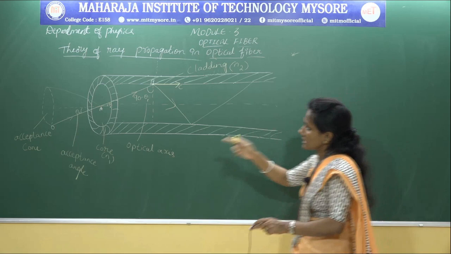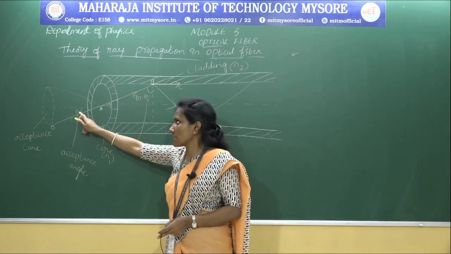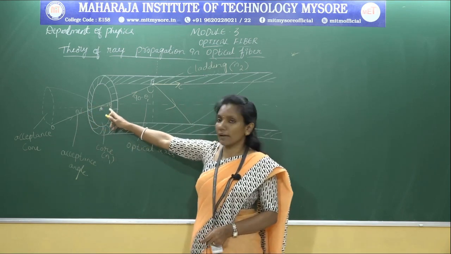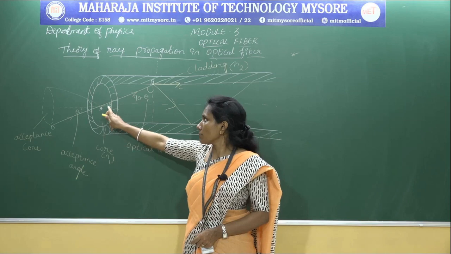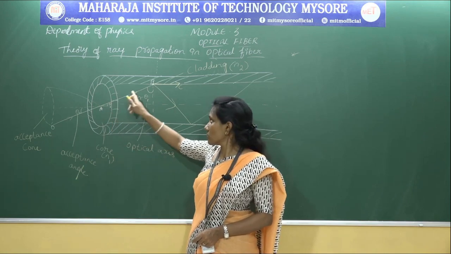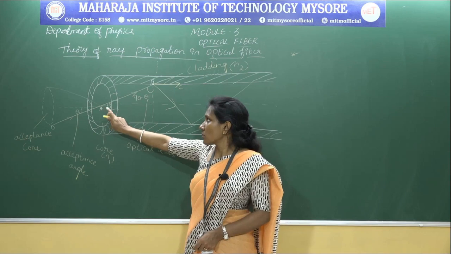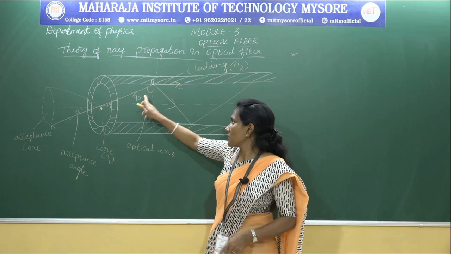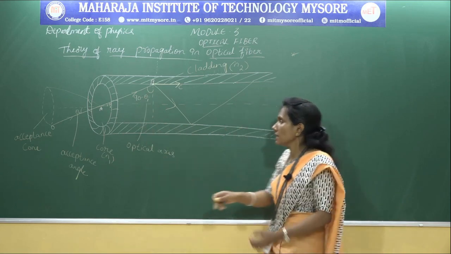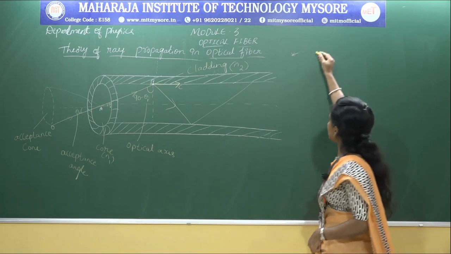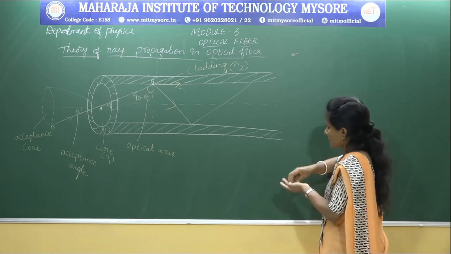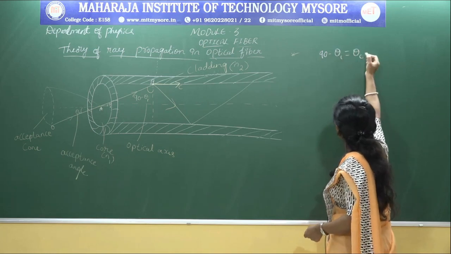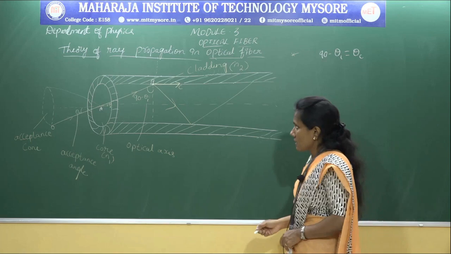Okay. So first, initially it makes an angle, what is that? The acceptance angle, that is theta naught. And then after entering the optical fiber, it makes an angle with the optical axis, theta 1. That is at the core, and then inside, with the normal surface, it will make an angle of 90 minus theta 1. So that is equal to the critical angle. 90 minus theta 1 is equal to theta C, the critical angle.